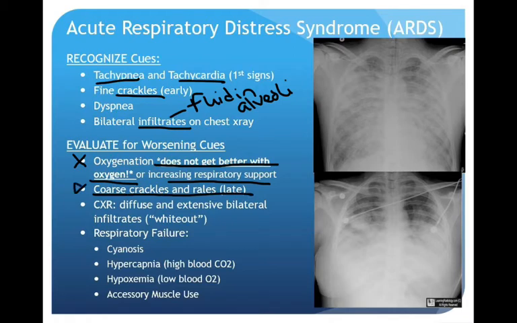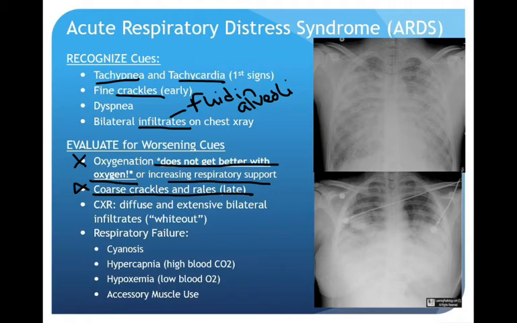As things get worse, they start developing coarse crackles and rales, which means there's more fluid, so you're not just hearing these very light, quiet little pops going through your lungs. It basically is the sound of air moving through bubbles, which is what crackles and rales, fine and coarse, are. It just means how much fluid there is. So by the time you can hear it in a normal hospital room with a normal stethoscope, not a cardiac grade stethoscope in the quietest room possible, you're probably into coarse crackles and rales, and this definitely sounds like bubbling through fluid.